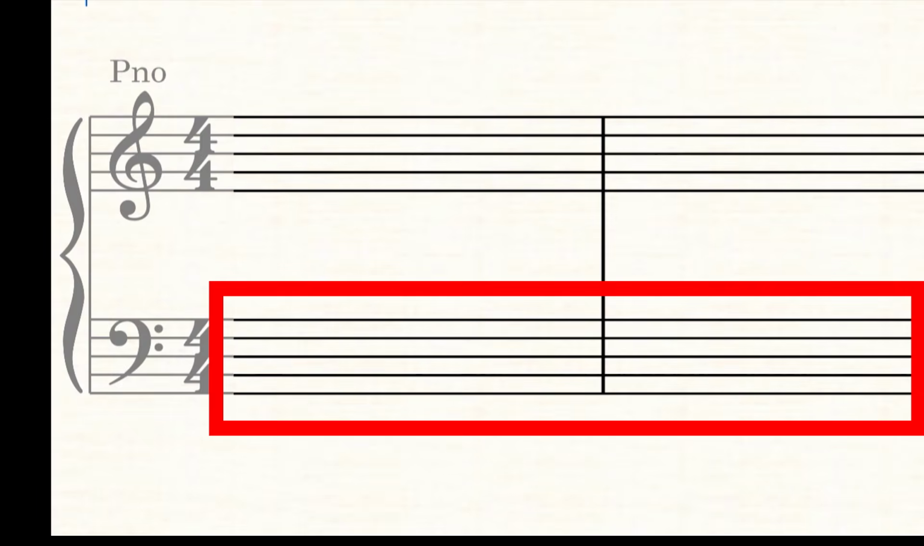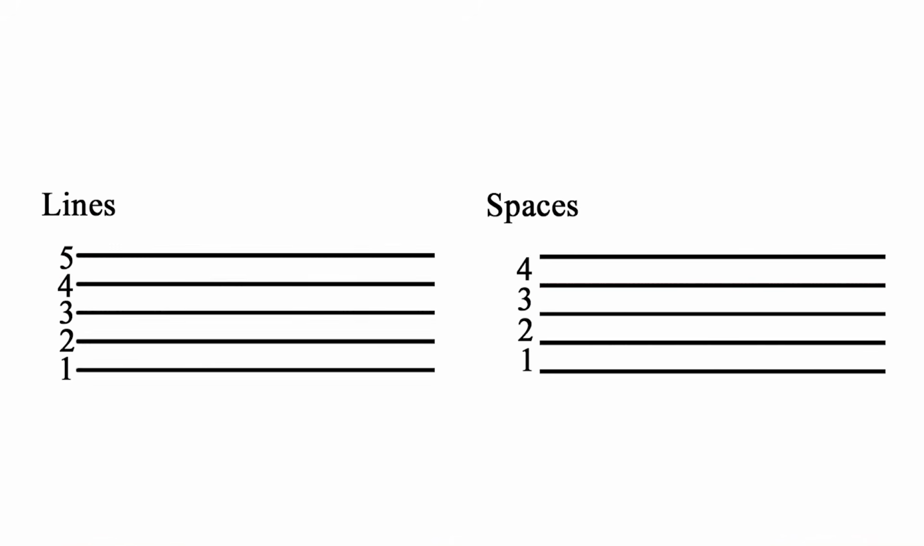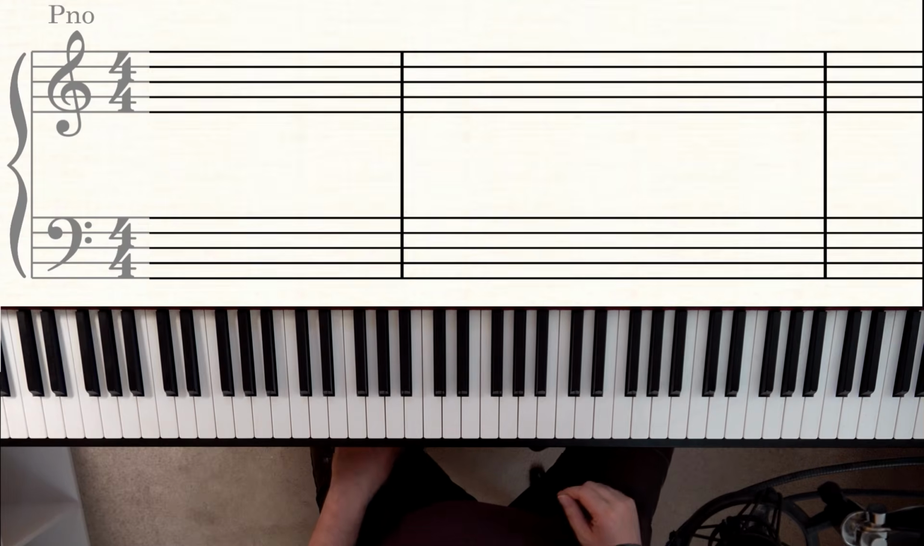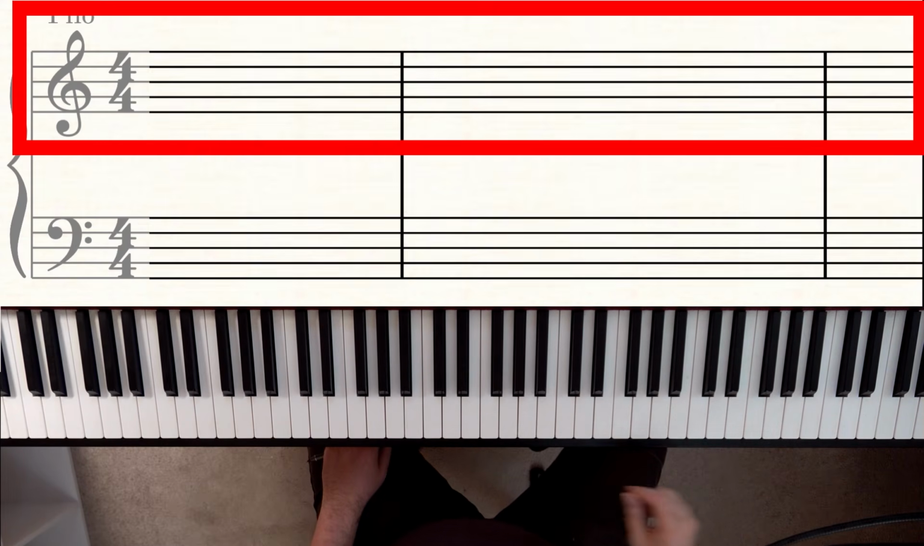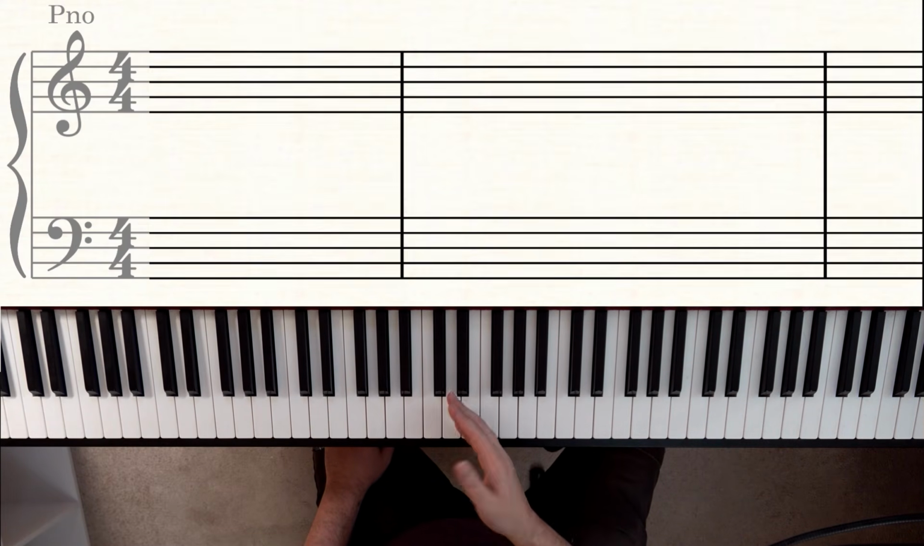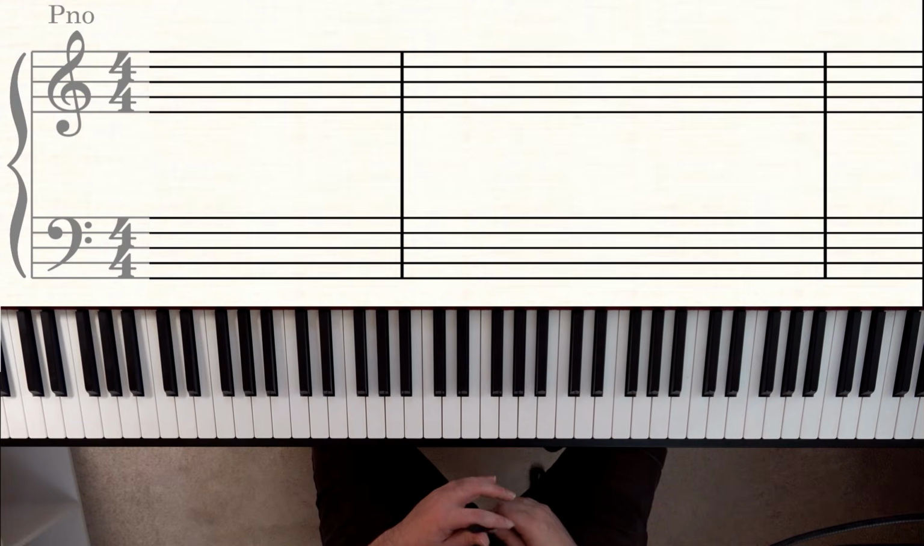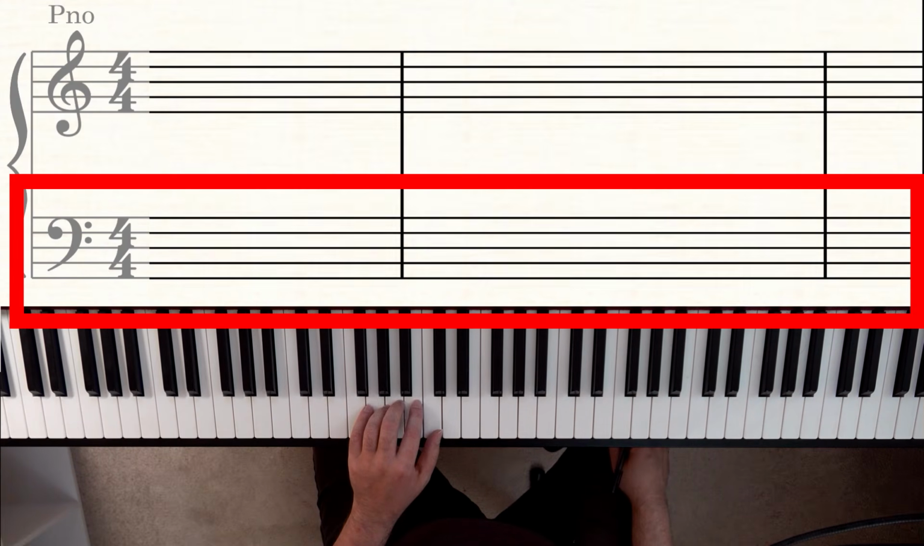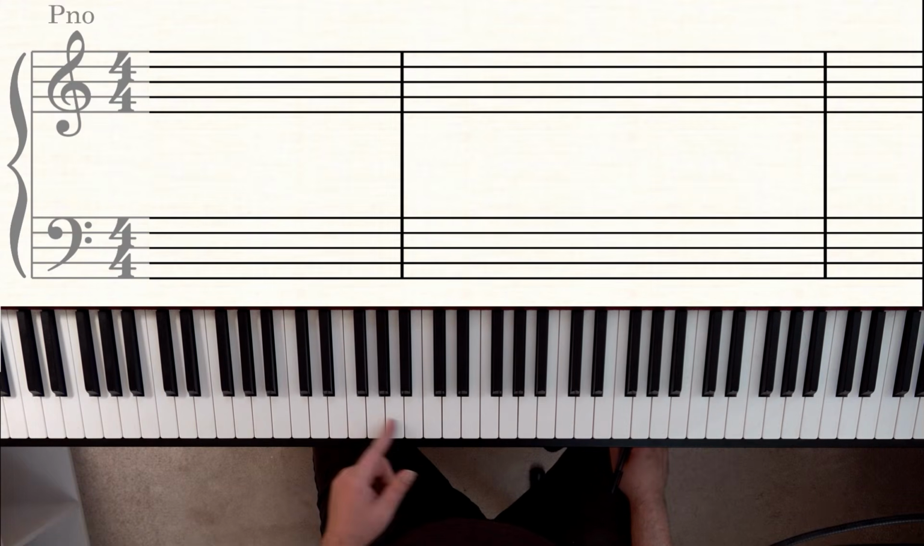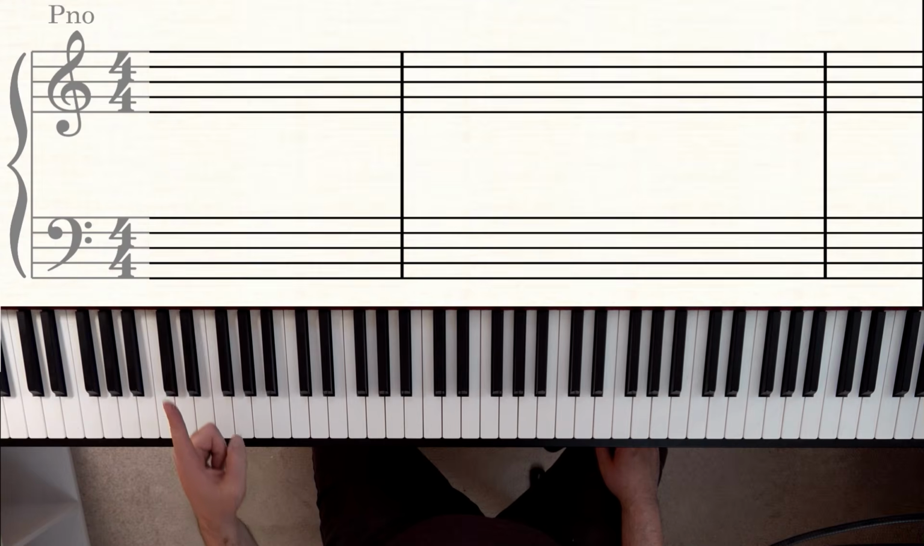Each staff has 5 lines and 4 spaces in between those lines. The top line in most cases is going to be played with your right hand, and so a lot of those notes are going to be from middle C up that way. With the bottom staff, it's going to be played with your left hand, and a lot of the notes go down into the left. You may notice a symbol here at the top.